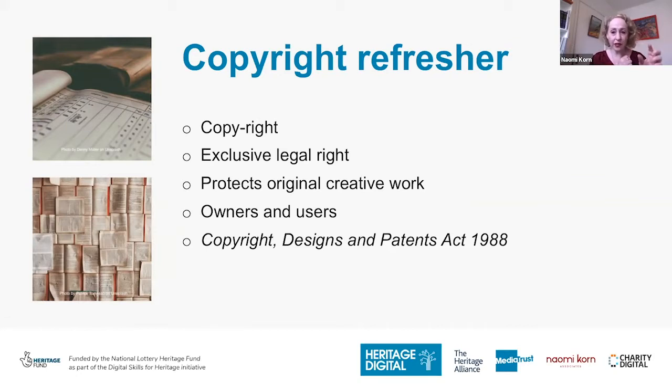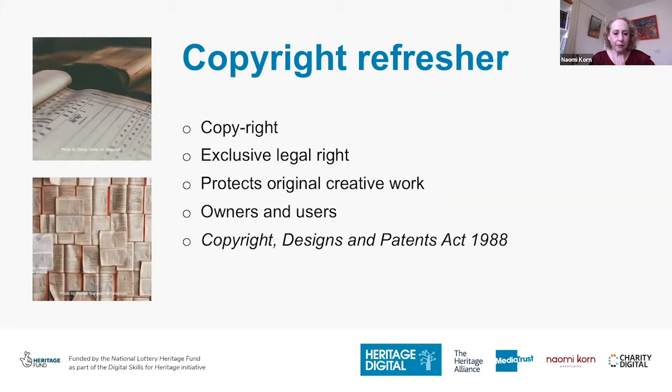Now, the slight deviation on that key principle is that if you're an employee, anything you do on behalf of your employer, the copyright is owned by your employer. Okay, so let's just put that to one side. And of course, this also raises all sorts of issues about contractors and volunteers and suppliers. But you can find out more about that in our copyright and suppliers guide, which you can download from the Heritage Digital website. Okay, so we've dealt with that.